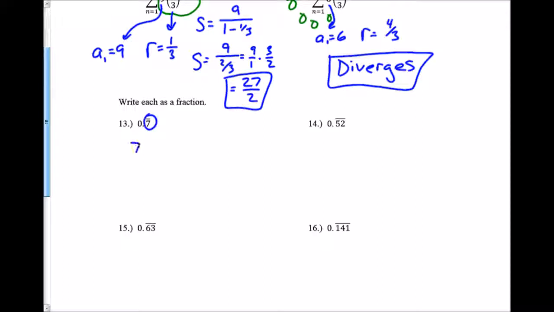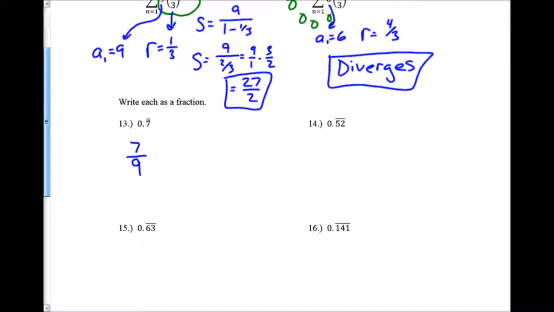If there's 2 values repeating, I'll put it over 2 9s. If there's 3 values repeating, I put it over 3 9s. So this one, just one value repeating, so I just put a single 9 underneath, so it's 7 over 9, which doesn't reduce, so that's my answer.